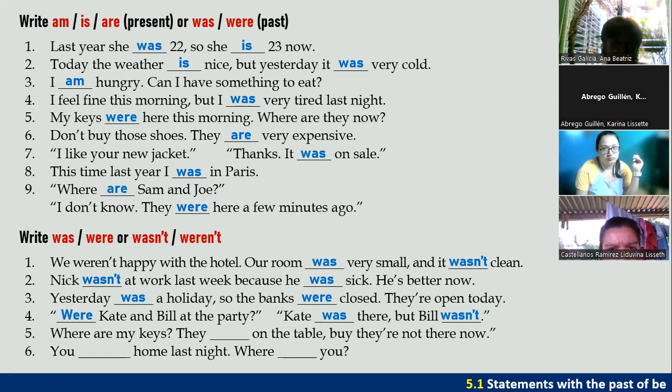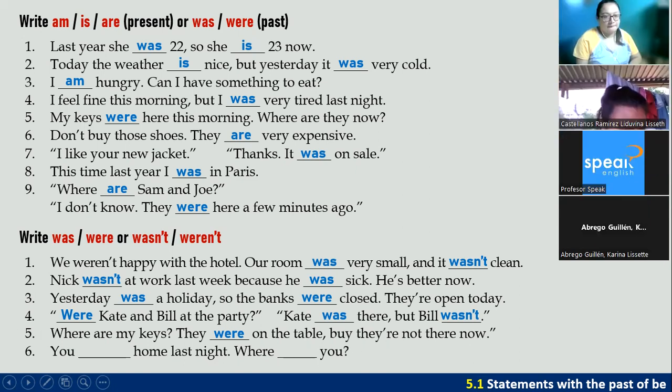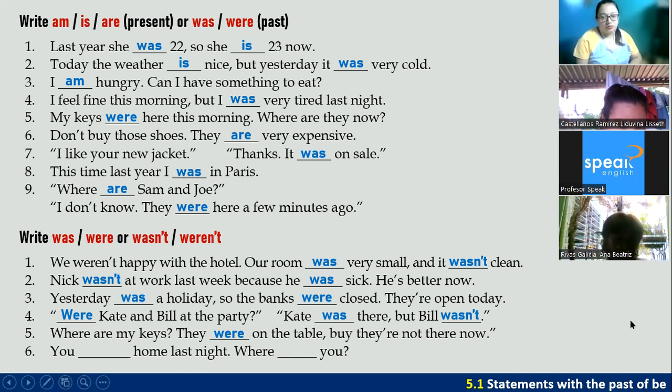Karina. Where are my keys? They wasn't on the table. But they, it's a plural, right? Where are my keys? They weren't on the table, but they are not there now. Very good. Thank you. Gabby, please. You weren't home last night. Where were you? Okay, very good.